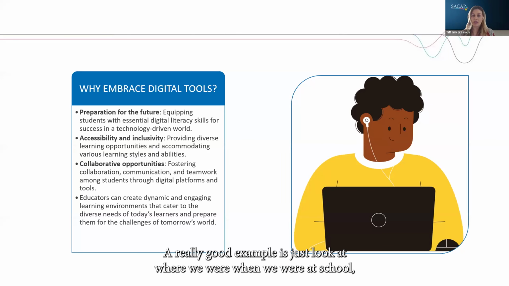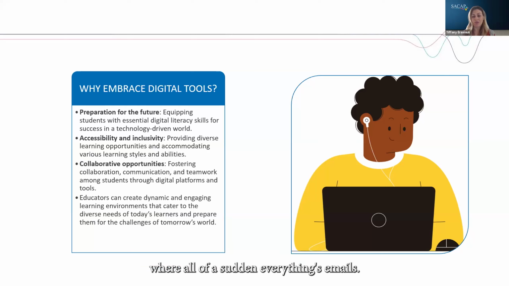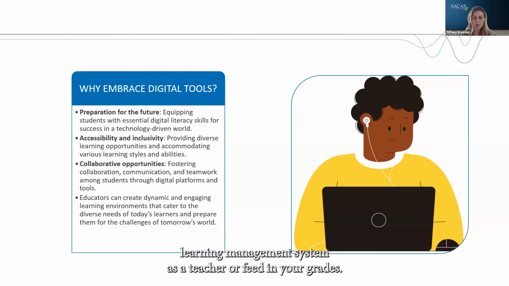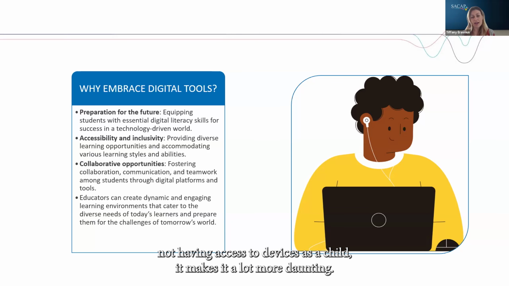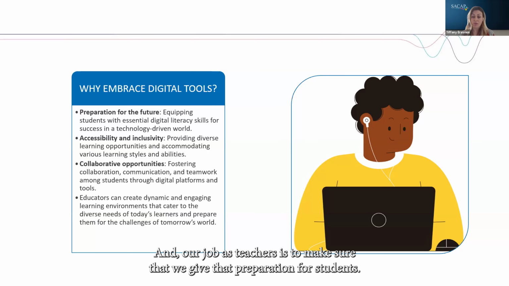A really good example is to look at where we were when we were at school, or where our parents were at school, and see how that changed when they had to go into the work environment where all of a sudden everything's emails, everything is go click onto this learning management system as a teacher, or feed in your grades. And if you're not comfortable learning or exploring devices, or having access to devices as a child, it makes it a lot more daunting. And our job as teachers is to make sure that we give that preparation to students.